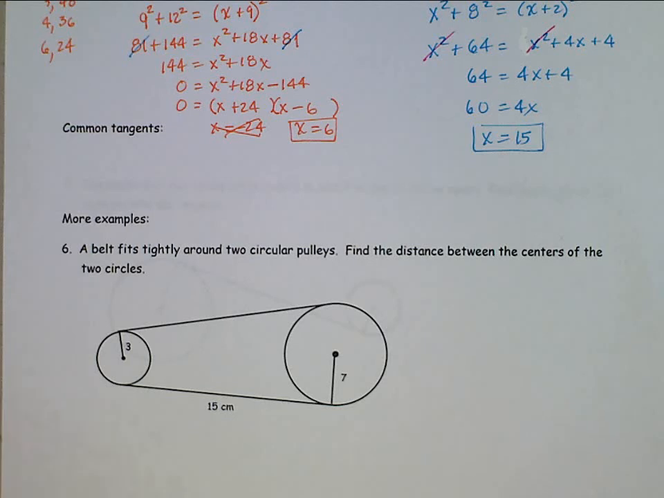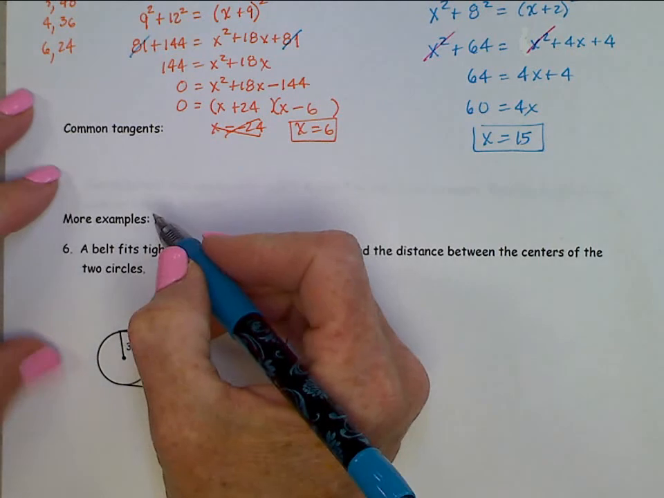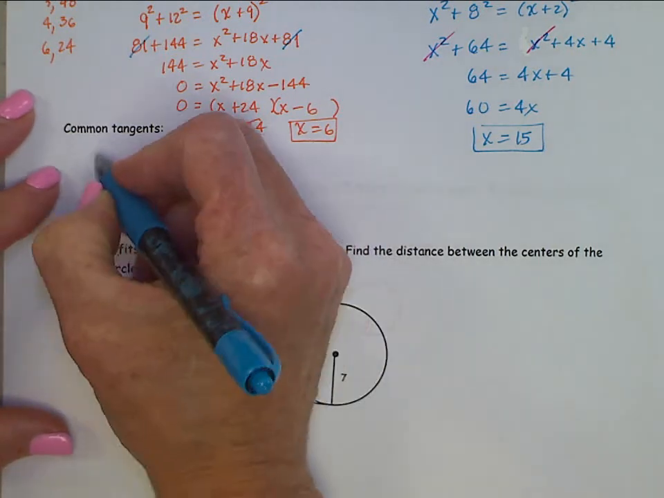Thank you for coming back to watch this video on the common tangents. Common tangents are lines that are tangent to two circles.